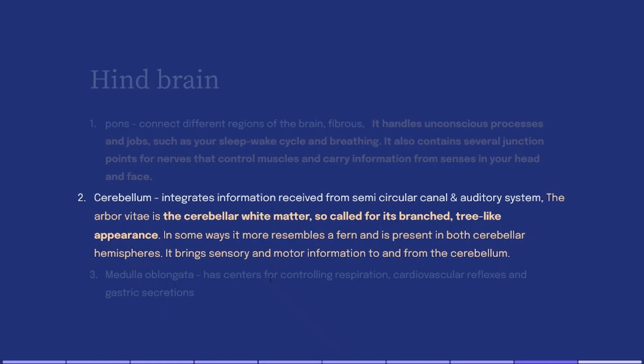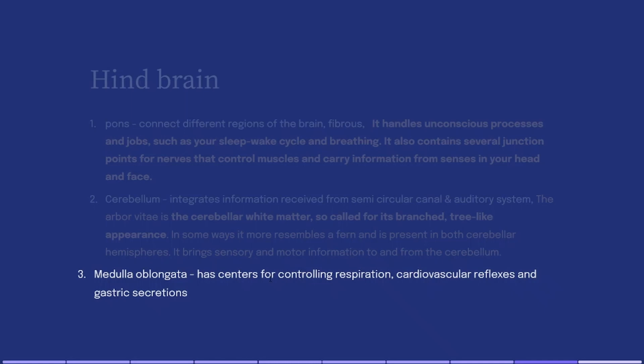Now cerebellum also contains this system called arbor vitae, which is cerebellar white matter. It has tree-like appearance. Arbor vitae in Latin means tree of life. So in some ways it more resembles a fern that you must have studied in botany. It brings sensory and motor information to and from the cerebellum. Next, medulla oblongata, as I've already mentioned, connects brain to spinal cord. It has centers for controlling respiration, cardiovascular reflexes, and gastric secretion.